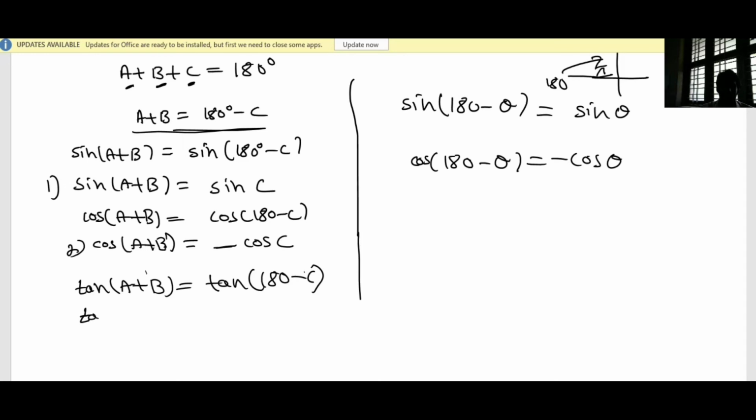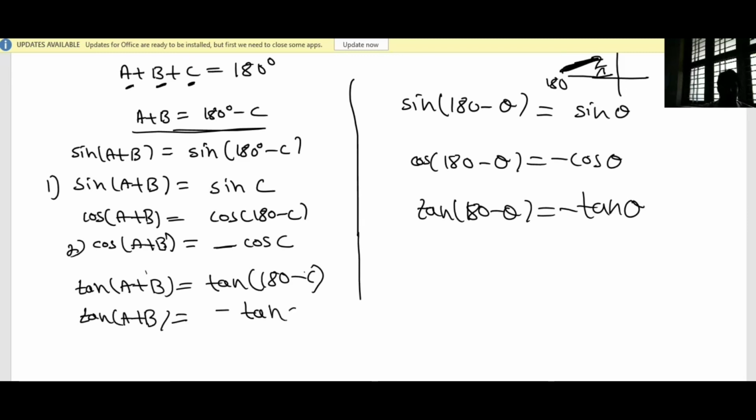Tan of A plus B is equal to, again see, 180 minus theta. Tan of 180 minus theta equal to minus tan theta, because 180 minus theta is second quadrant. In the second quadrant, tan function is negative. So here you will get minus tan C. Take it as third identity.